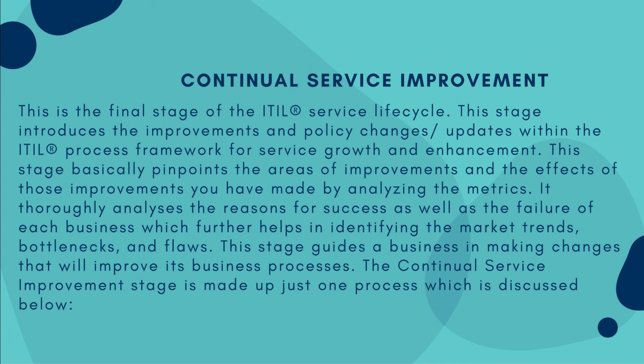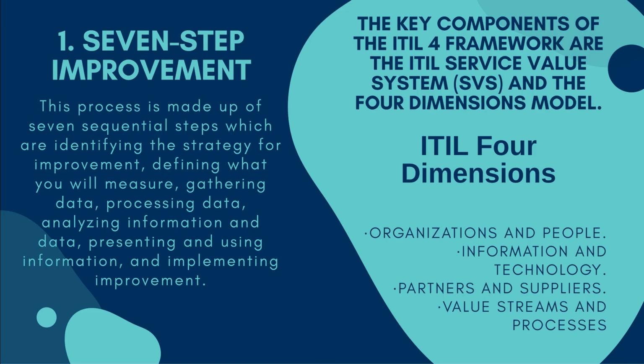This stage guides a business in making changes that will improve its business processes. The continual service improvement stage is made up of just one process which is discussed below. 1. 7-step improvement. This process is made up of 7 sequential steps which are identifying the strategy for improvement, defining what you will measure, gathering data, processing data, analyzing information and data, presenting and using information, and implementing improvement.